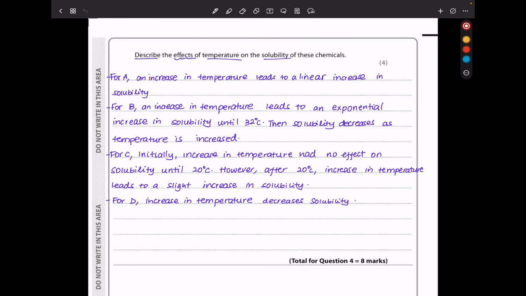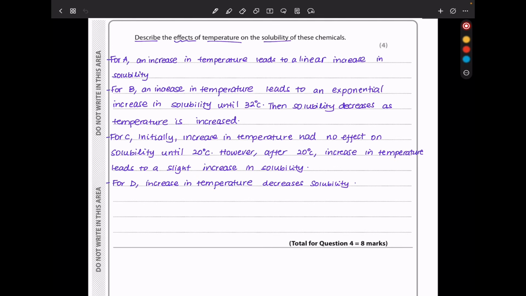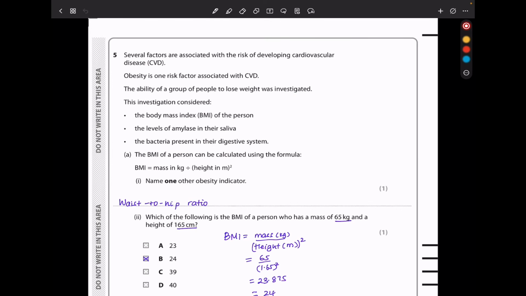And for C, initially, an increase in temperature had no effect on solubility until about 20 degrees Celsius. However, after 20 degrees Celsius, increase in temperature leads to a slight increase in solubility. And for D, increase in temperature decreases the solubility. So this brings us to the end of question 4. Let's continue to question 5.